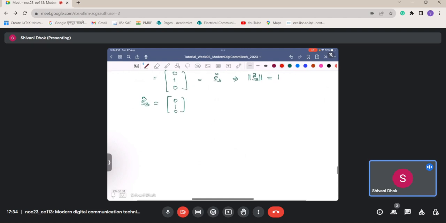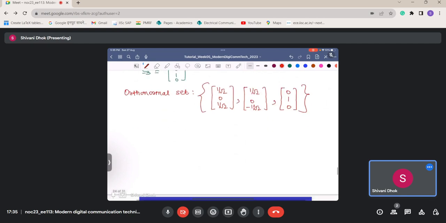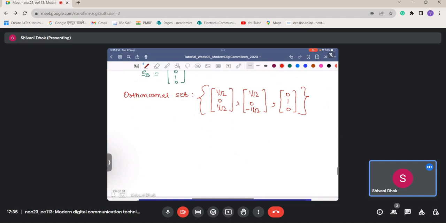So the orthonormal set which we have obtained is basically (1/root 2, 0, 1/root 2), (1/root 2, 0, -1/root 2), and (0, 1, 0). I hope this is clear. If there are any questions, you may ask me.